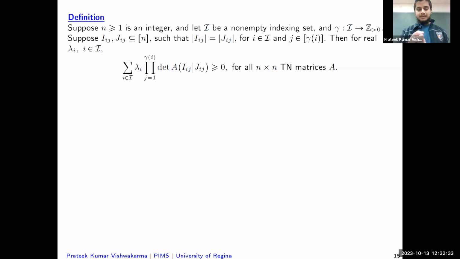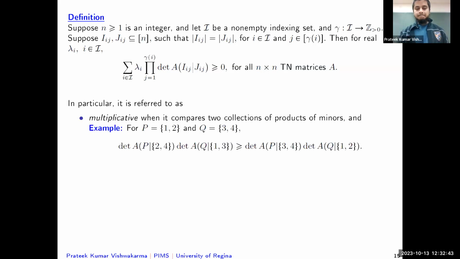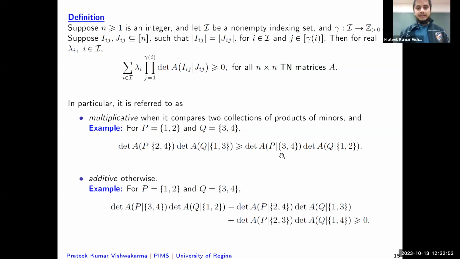But for our application or usage, it is better to look at this form of determinantal inequalities. So suppose we have something like that. For instance, we will call a determinantal inequality multiplicative if it compares products of two minors like this. And we call something additive if it basically compares sums of products of minors with zeros for all totally non-negative matrices.